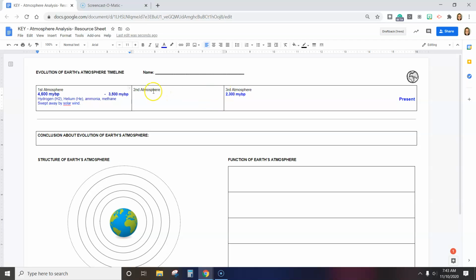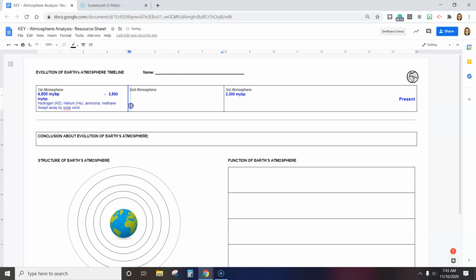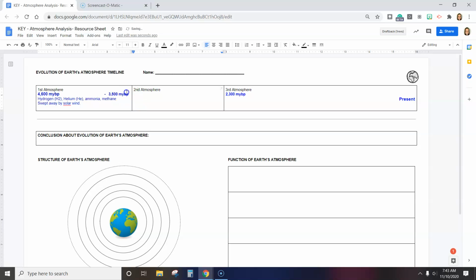Now, from 2,300 back to 4,600 MYBP, if you go about halfway through, put a little line there. We're going to put a line there, and that's 3,500 MYBP. All right, so we've split up our timeline to show the different atmospheres. And there's been, like I said, 3 versions. It's not like we have 3 different atmospheres building on top of each other. We have one atmosphere, and that atmosphere is changing.